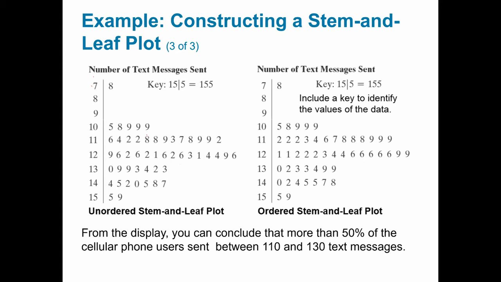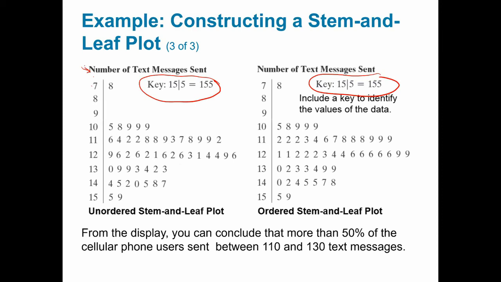For an ordered stem and leaf plot, you just put the leaves in order. That's all you do. So put the leaves in numerical order. You do have to have a key every time, just to say what the stem and what the leaf represent, just so that you can identify the values. And you still need a title, so you still have to have all of that.